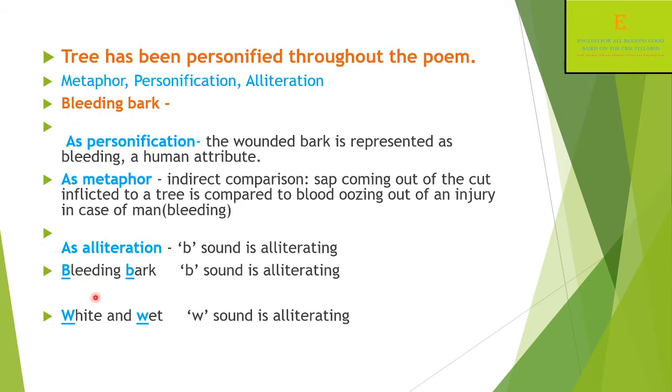So it is written like this. You have to underline the sound and then write that the b sound is alliterating, or the b sound is repeating. Then again, white and wet. There, the w sound is alliterating.